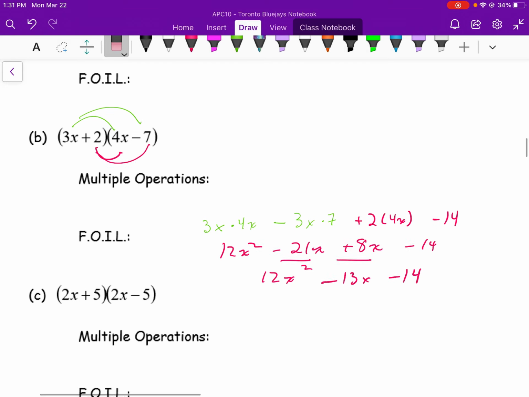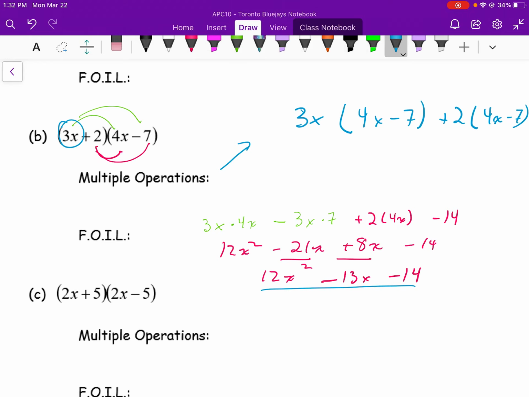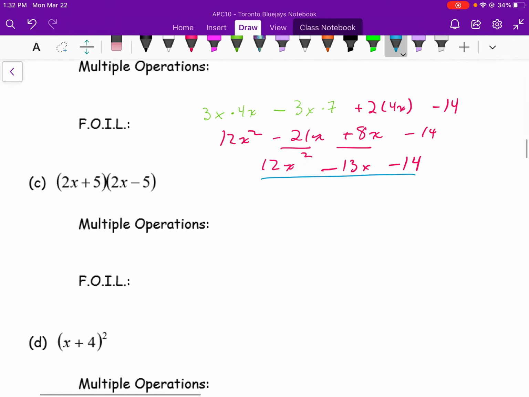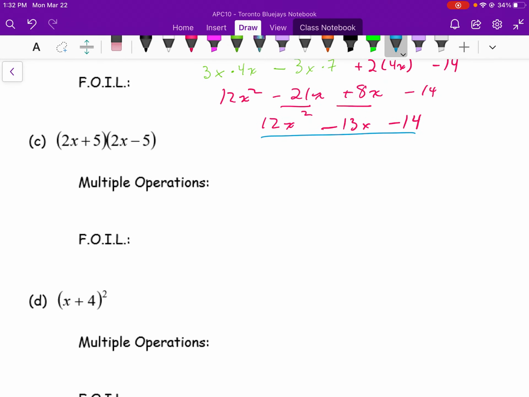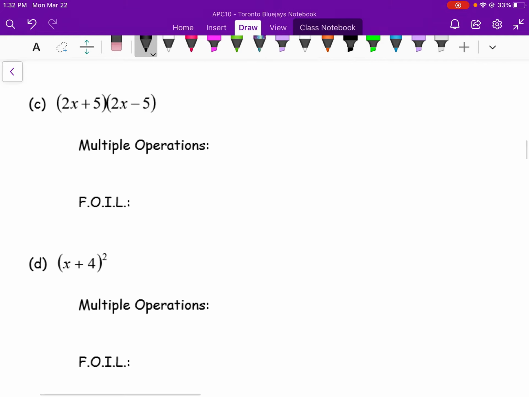But again, let's maybe look at it. I could have split it up like this if I wanted to do multi-operational. I could say 3x times 4x minus 7, right? And then I could say, well, that's 3x times the brackets plus 2 times 4x minus 7. And if I wanted to do that, I should end up with the same answer. All right. So C.